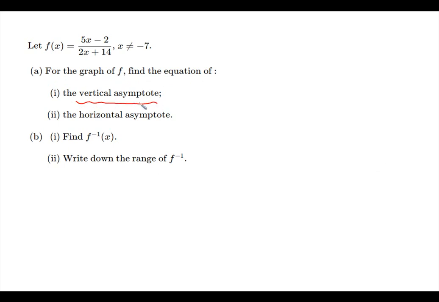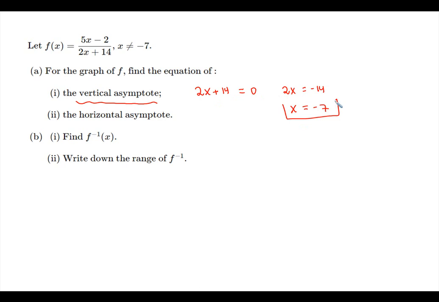So if you want to find the vertical asymptote, remember it's the x value that makes the denominator 0. So over here, the denominator is 2x plus 14. When will this equal 0? So just solve for x. We're going to end up with 2x is equal to negative 14. So x is going to equal negative 7. Okay? So the vertical asymptote would be the line x equals negative 7.